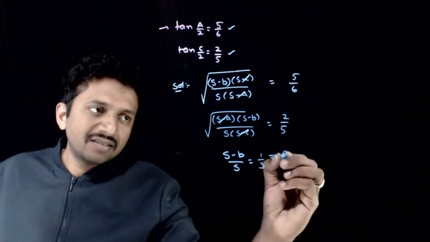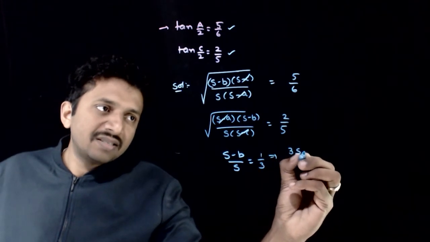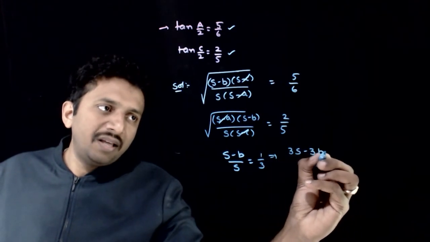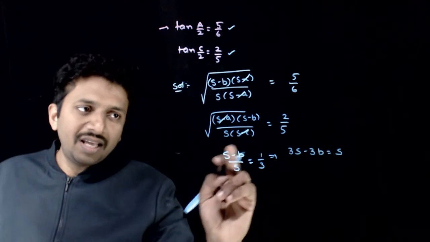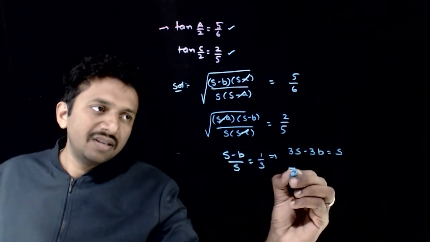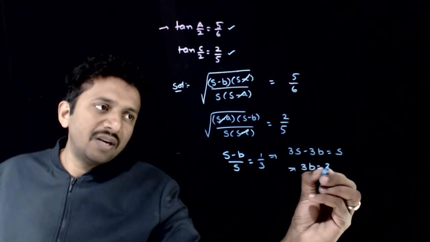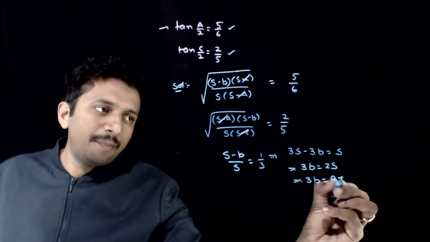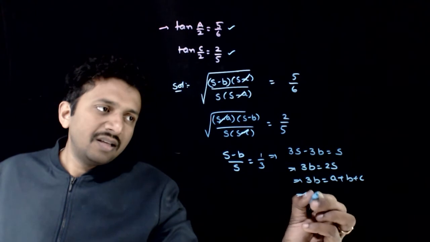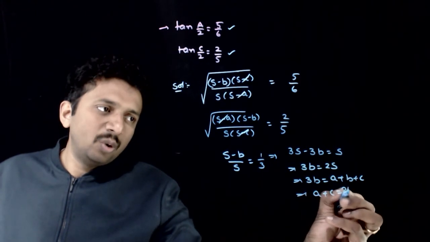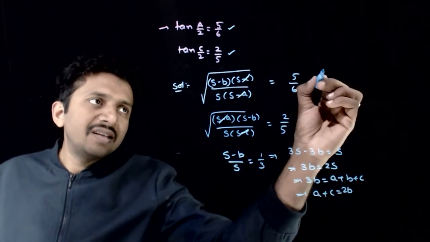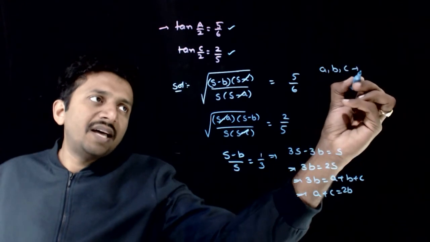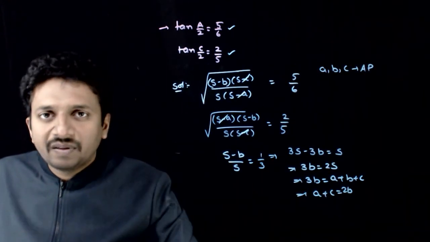This implies 3S minus 3B is equal to S. This implies 3B is equal to 2S. This implies 3B is equal to A plus B plus C. So A plus C is equal to 2B. This implies A, B, C are in AP. Thank you.